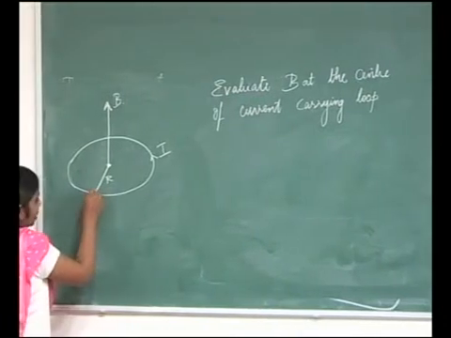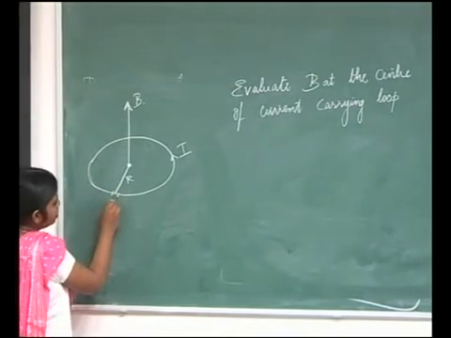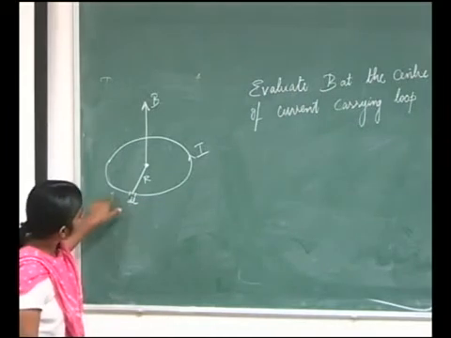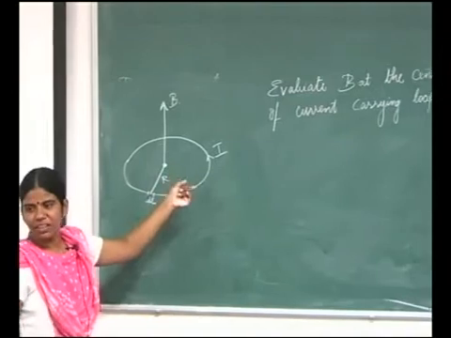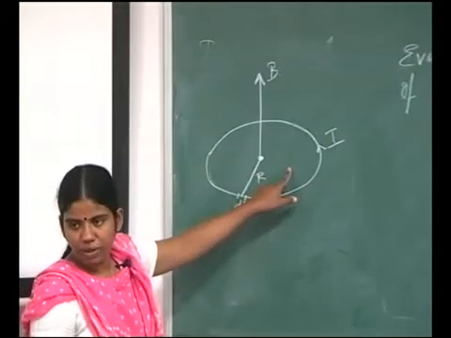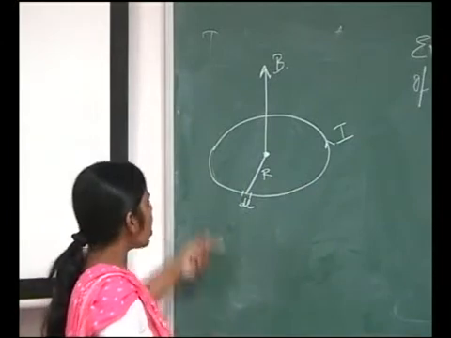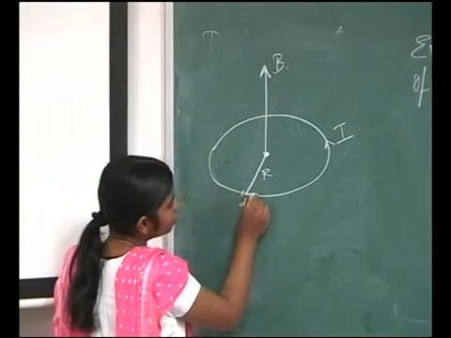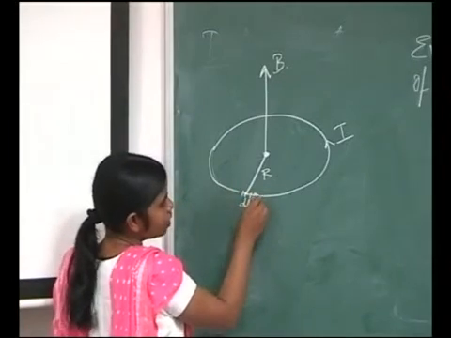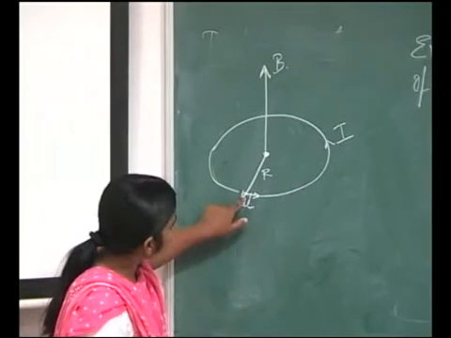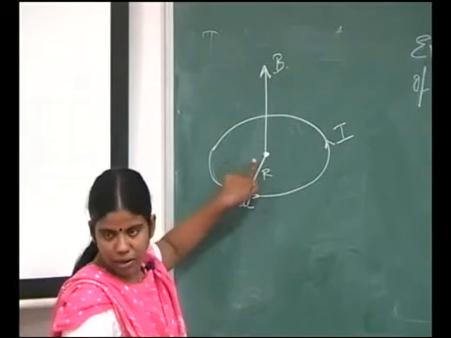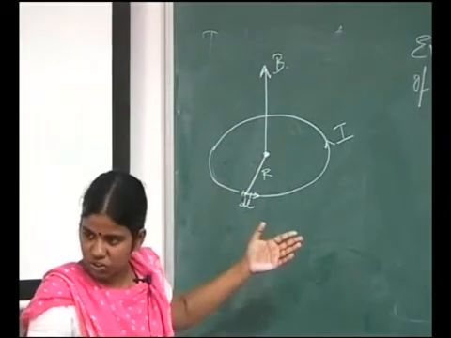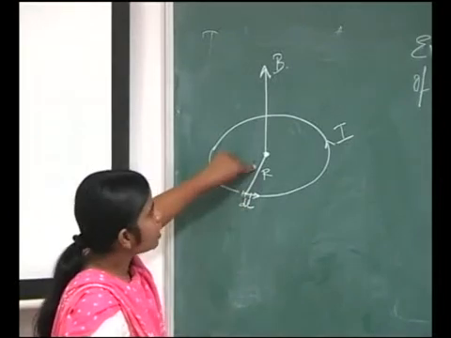Now if I take a small length element dl, how do I want to move on this loop? Let me move along the direction of current, otherwise the dB will come out to be negative when I integrate. So I will move along the loop. When I move along the loop, this is the direction of the length element. The length element is always perpendicular to r, because the radius is always perpendicular to the tangent. So dl is perpendicular to r.